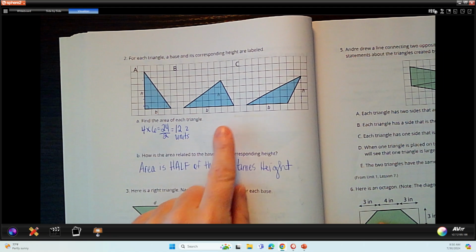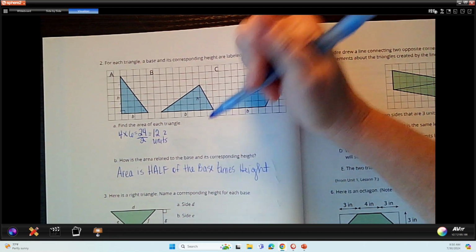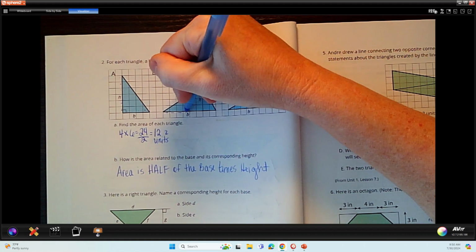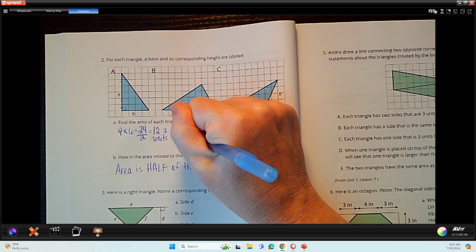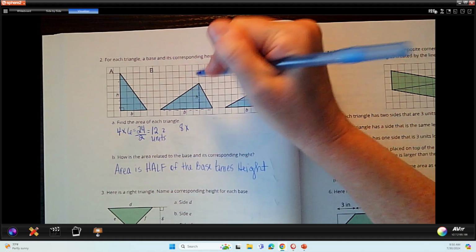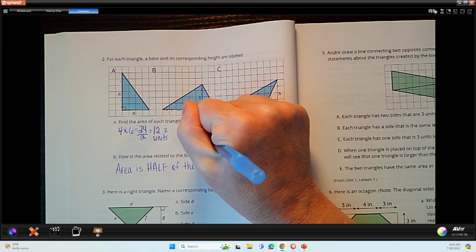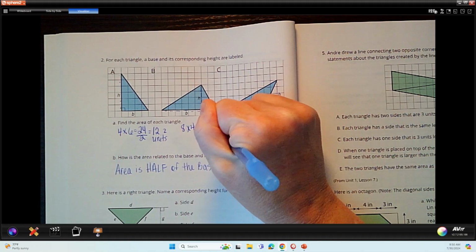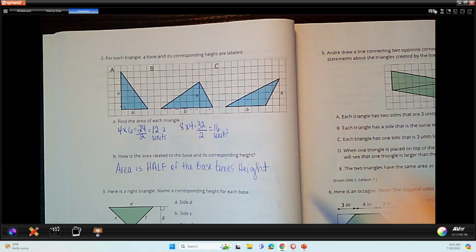Okay? Let's do this one. Base and height. They already told us the base and the height, so we don't even need to guess. Base is 1, 2, 3, 4, 5, 6, 7, 8. So that's my base. Height is 1, 2, 3, 4. 8 times 4 is 32. Half of 32 is 16. So this one is 16 units squared.